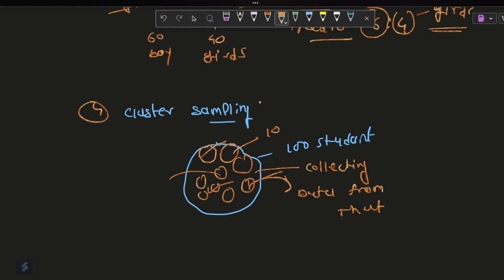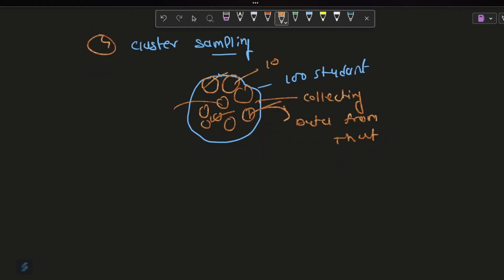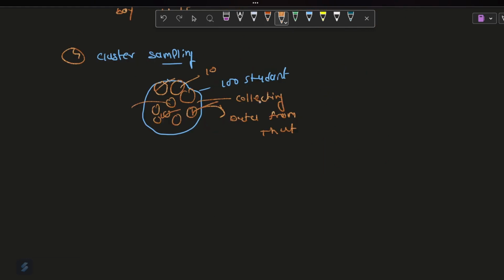Similarly, the second type is non-probability sampling. Non-probability sampling, right?